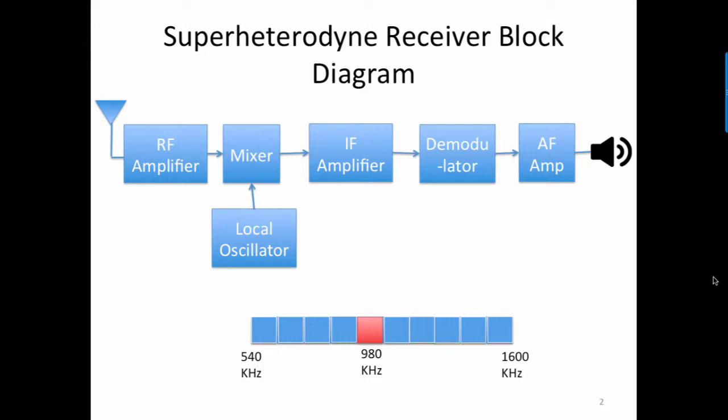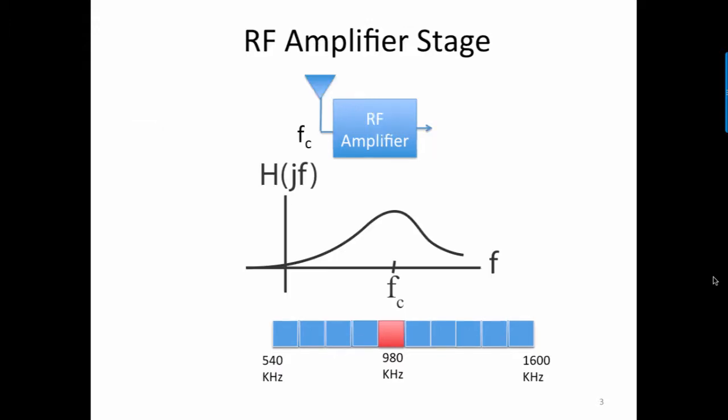The AM broadcast band extends from 540 to 1600 kilohertz. Our goal in this example will be to receive the signal at 980 kilohertz that we refer to as FC. The carrier frequency, FC, enters the RF amplifier via the antenna.